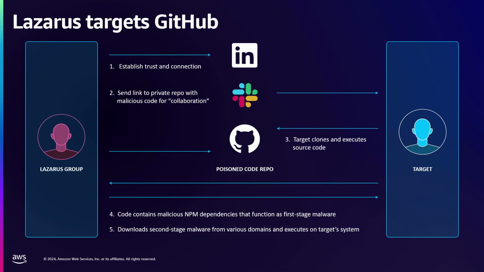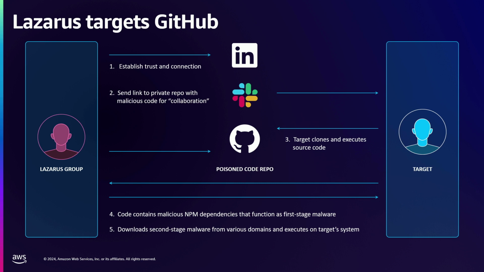So by a show of hands, how many of you are familiar with Lazarus? All right, a couple of you, cool. So here's the deal. This group was specifically targeting developers, and they did it in a sneaky way through social engineering. So they use LinkedIn and Slack to send enticing links to open source projects that they knew these developers might be interested in. So here's where things get interesting.